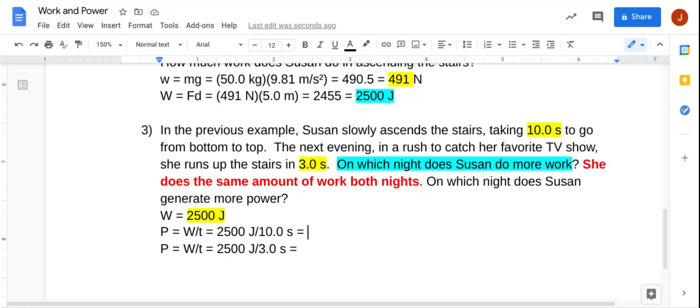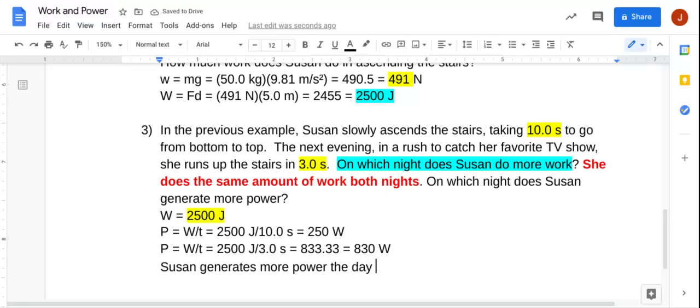2,500 divided by 10 is 250 watts. And 2,500 divided by 3 is 833.33. And I need 2 sig figs here, so I'm going to change that to 830 watts. And to complete my question, Susan generates more power the day she runs up the stairs to catch her favorite show.